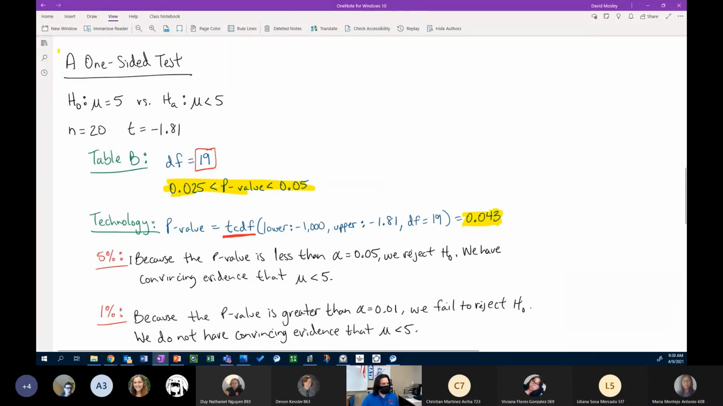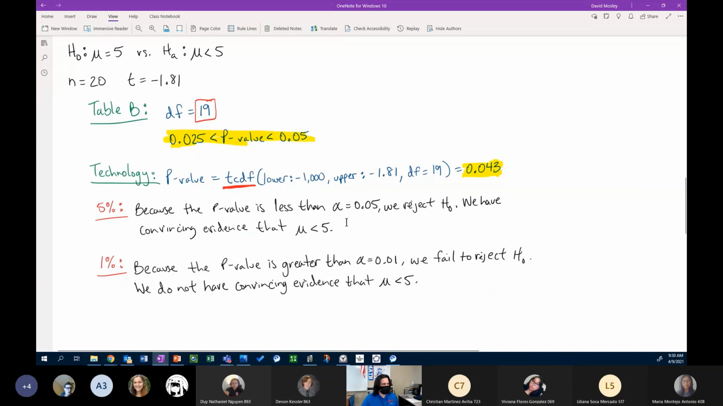Right. And at our 5% significance level, because the p-value is less than alpha equaling 0.05, we reject the null hypothesis. We have convincing evidence that mu is less than 5. Because the p-value is greater than alpha equaling 0.01, because we know that it's greater than 0.025 and 0.025 is greater than 0.01, we fail to reject the null hypothesis, so we do not have convincing evidence that mu is less than 5. Right, so depending on the significance level, we get a different conclusion for each condition.